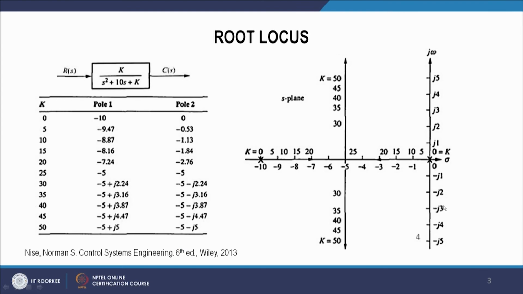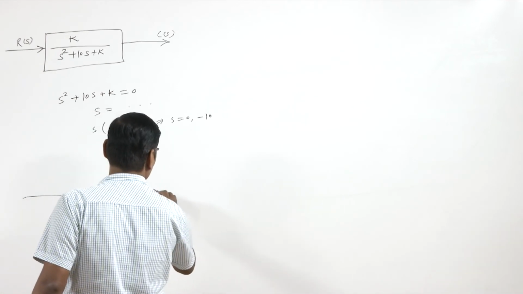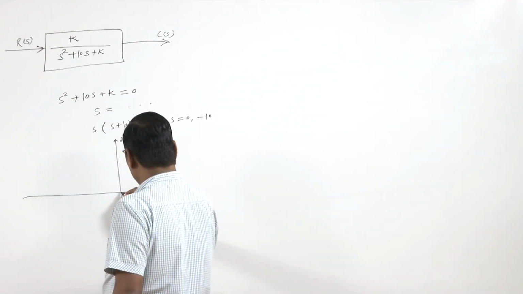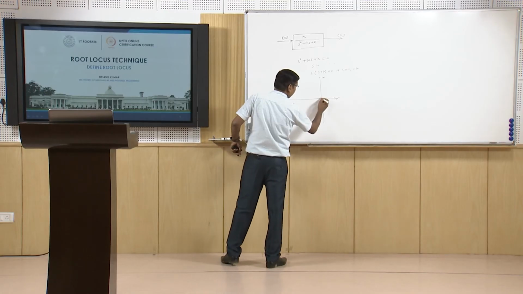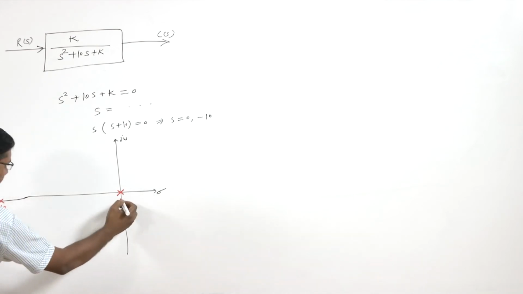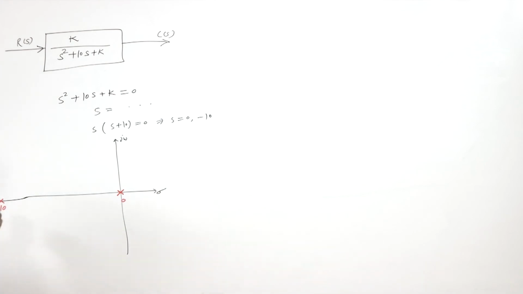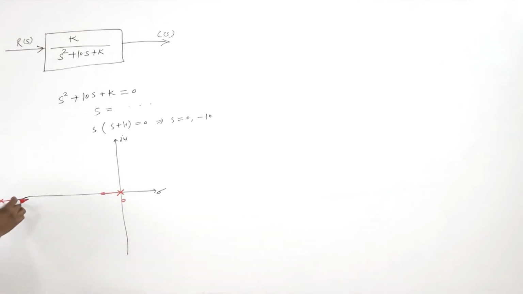And from here also we can see that our initial poles are here at 0 and then here at minus 10 at k equal to 0. Now when I am changing this, the poles are moving like this. So poles are changing when I am changing k.